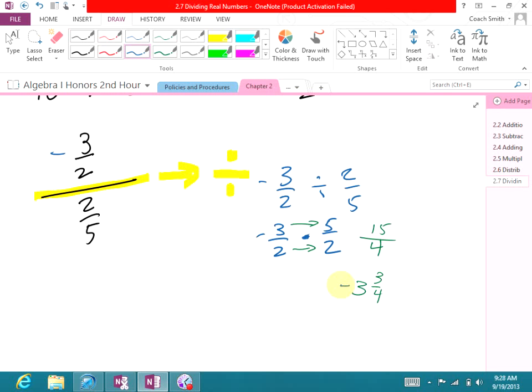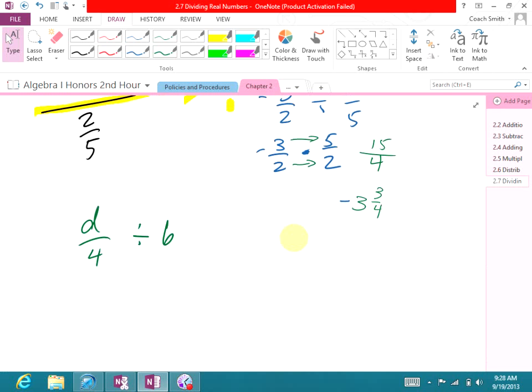Now, let's look at a couple examples. Let's look at this: D over 4 divided by 6. They give you no value of D, so you've just got to simplify it. Well, we simplify it by simply doing the reciprocal and getting D over 4 times 1 over 6. That's fairly simplistic. Yeah, they put a variable in there.